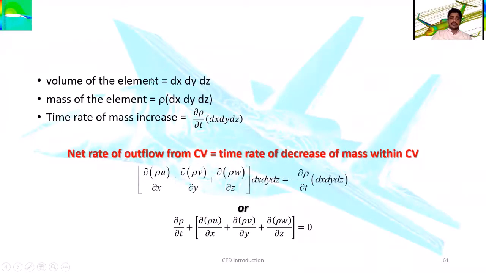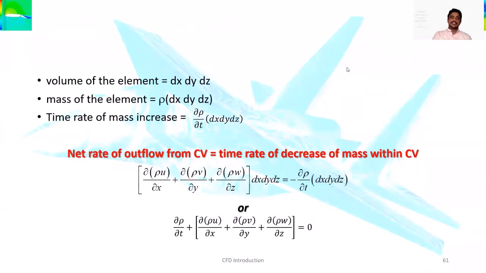Right. So what we can see is the volume of the fluid element is dx dy dz, and the mass of the fluid element can be written as ρ dx dy dz. So the time rate of mass increment is ∂/∂t of ρ dx dy dz. Our equation of net outflow from the control volume is equivalent to the time rate of decrease of mass within the control volume. Since it is a decrement in the control volume, it needs to be represented with a negative sign. That is minus ∂ρ/∂t dx dy dz.